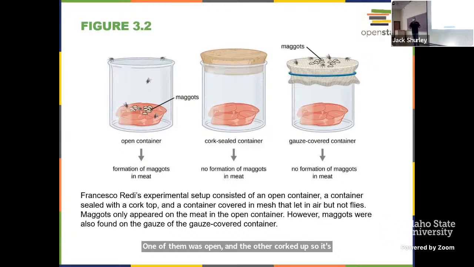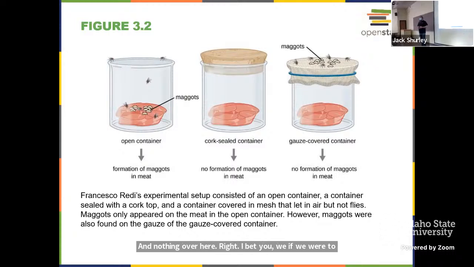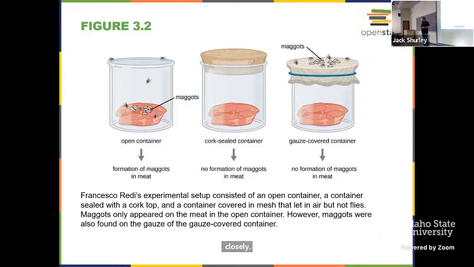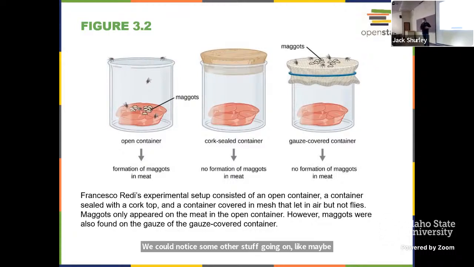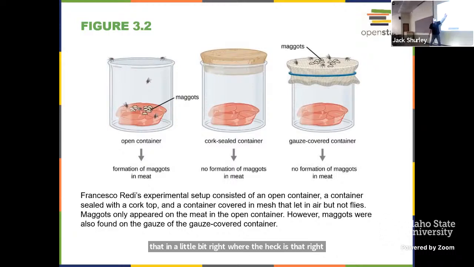As this happens and he lets it sit for a couple of days, you can see the maggots in here and nothing over here, all right? I bet you, if we were to look a little more closely, we could notice some other stuff going on, like maybe some bacteria, the meat starting to get putrefied. There's probably some other stuff going on. We'll get to that in a little bit, right? Where the heck did that come from, right? So the maggots show up here, but not there.